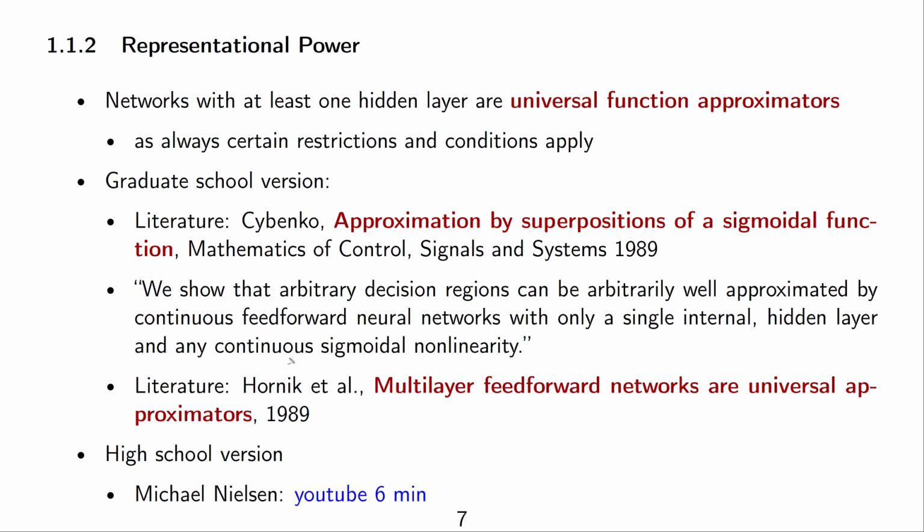If we have fully connected layers with nonlinear activation functions, then we can say that these networks with at least one hidden layer are universal function approximators. Loosely speaking, that means that any type of function can be approximated. However, as with most mathematical derivations, there are always certain restrictions and conditions that we are not really going into in this lecture.